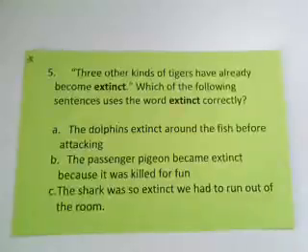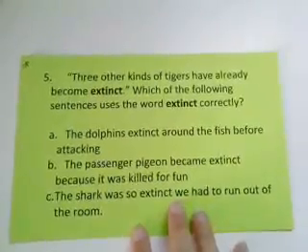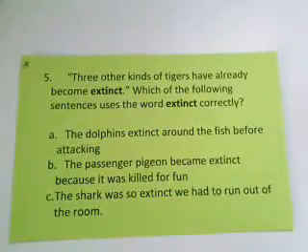Question 5. Three other kinds of tigers have already become extinct. Which of the following sentences uses the word extinct correctly? A. The dolphins extinct around the fish before attacking. B. The passenger pigeon became extinct because it was killed for fun. Or C. The shark was so extinct we had to run out of the room.